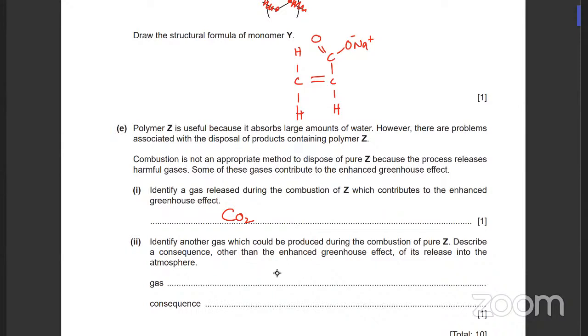So that's probably carbon monoxide, and the consequence for that is that it's a toxic gas, causes choking, and breathing problems.